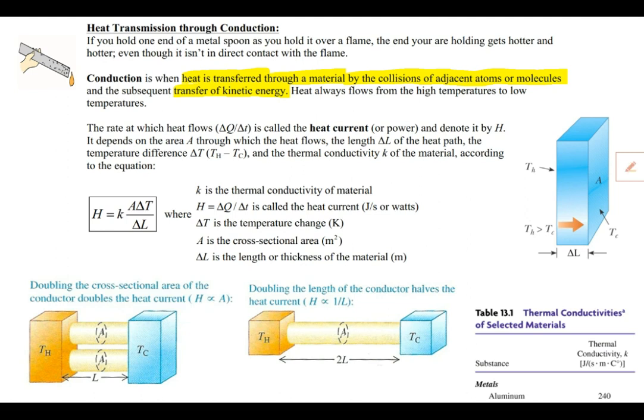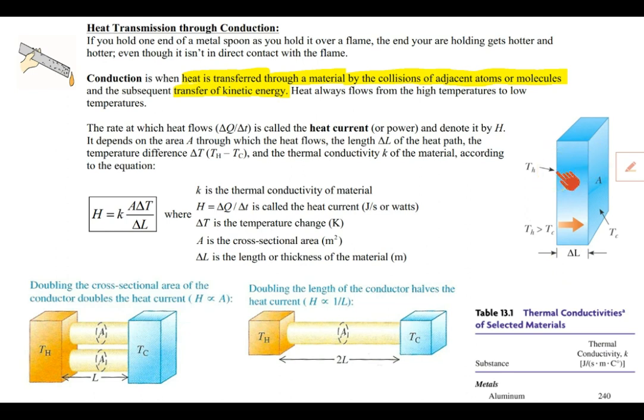So if you consider some slab of material with a cross-sectional area A and a difference in temperatures, this is the hot side, we'll label that as T sub H, and then over here is the cold side, we'll label that as T sub C. So these two temperatures have a temperature difference, which we call delta T, and then we have the cross-sectional area we mentioned, and then this delta L represents the thickness. That's the difference in the size from one side to the other side.